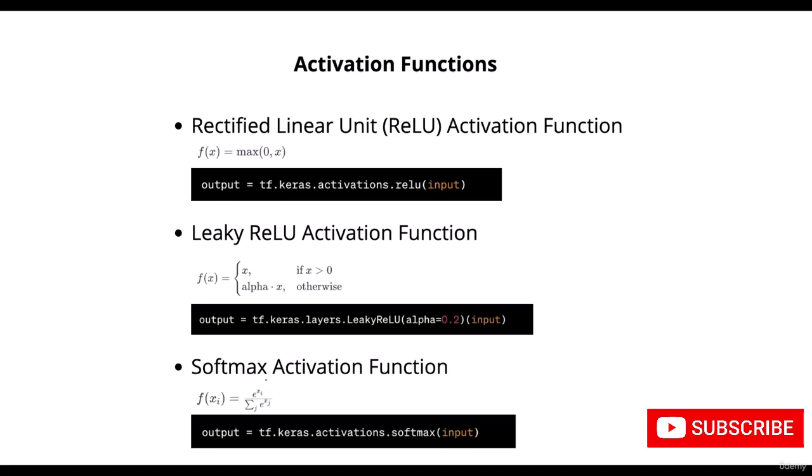Next is the softmax activation function. The softmax activation function is commonly used in the output layer of neural networks for multi-class classification tasks. It squashes the input values into a probability distribution over multiple classes, ensuring that the output sums to 1. Mathematically, it is represented as function of x_i equal to e^(x_i) divided by the summation of e^(x_j). TensorFlow usage is output = tf.keras.activations.softmax and pass the input to it.